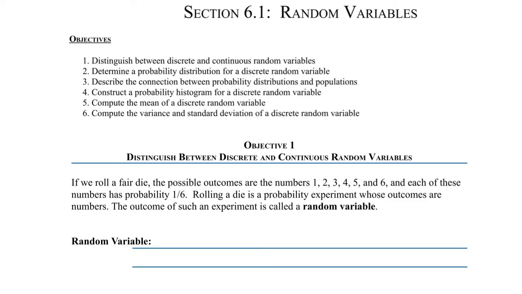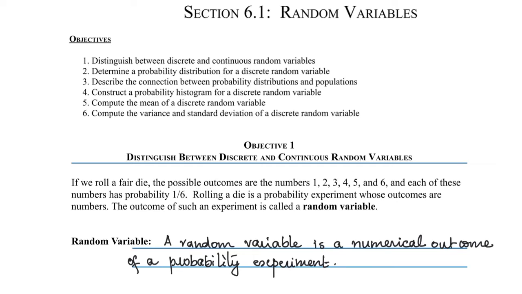If we roll a fair die, the possible outcomes are 1, 2, 3, 4, 5, 6. And the probability of each one is 1 over 6. Rolling a die is a probability experiment whose outcomes are numbers. The outcome of such an experiment is called a random variable. A random variable is a numerical outcome of a probability experiment. Random variables are usually denoted by uppercase letters.